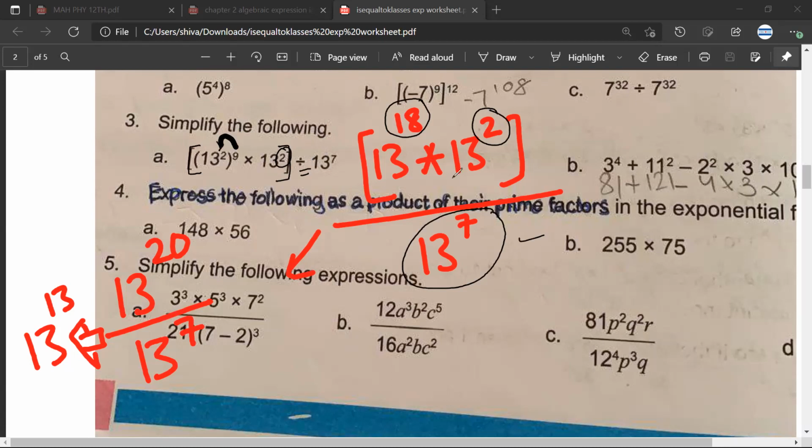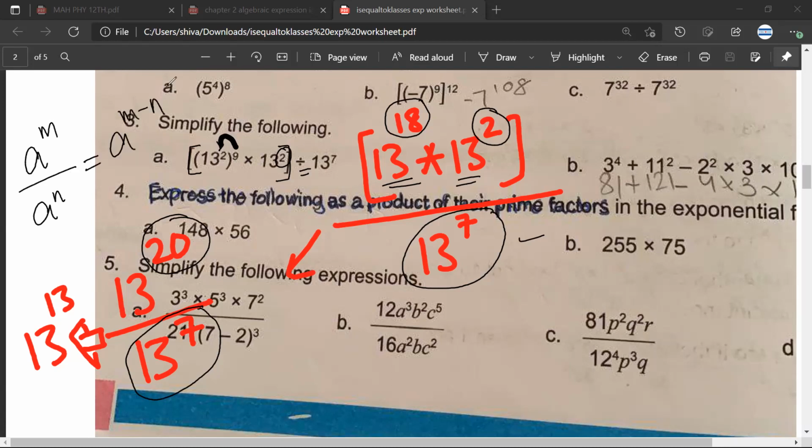See, it becomes a bit easier to see the question. Then this 18 and 2, the bases are same, therefore the powers are being added. 18 plus 2 is 20. And then of course 13 raised to power 7 is still waiting in the denominator. And then what I have applied is 20 minus 7. The rule that I have applied is A raised to power M upon A raised to power N is equal to A raised to power M minus N.